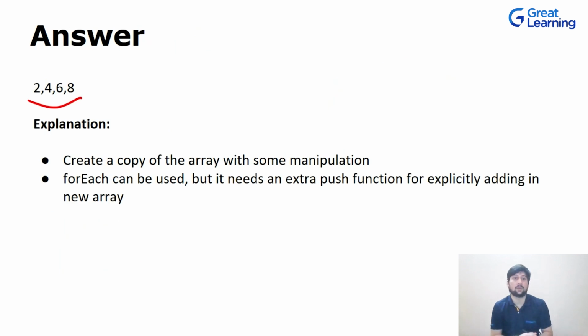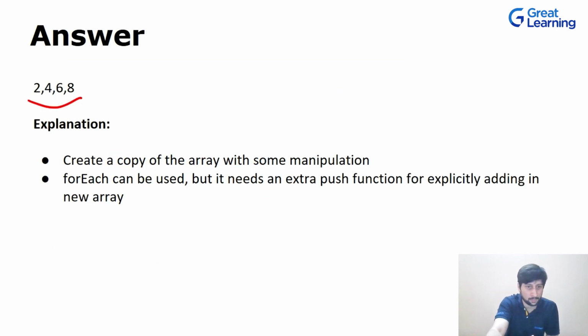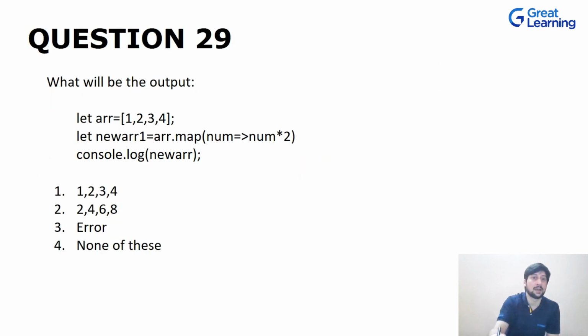Now, as you can see over here, in the for each loop that we have used, we are using one extra push for explicitly adding the elements in the new array, right? Correct? Here we are using this push operation and we are explicitly inserting the elements in the new array. Is there a better way to do the same thing? Yes. For that we will be using a map.